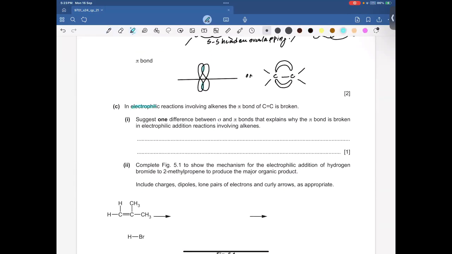And I hope it makes sense to you. In electrophilic addition reactions involving alkenes, the pi bond of the C-C bond is broken. Suggest one difference between sigma and pi bond that explains why the pi bond is broken in electrophilic addition reactions involving alkenes. In an electrophilic addition reaction, the electrophile adds first, followed by the nucleophile. And since the pi bond of the alkene acts as a nucleophile, it can easily react with the electrophile. All right. And pi bond is weaker than sigma bond, which is why during the reaction, the pi bond will break first.